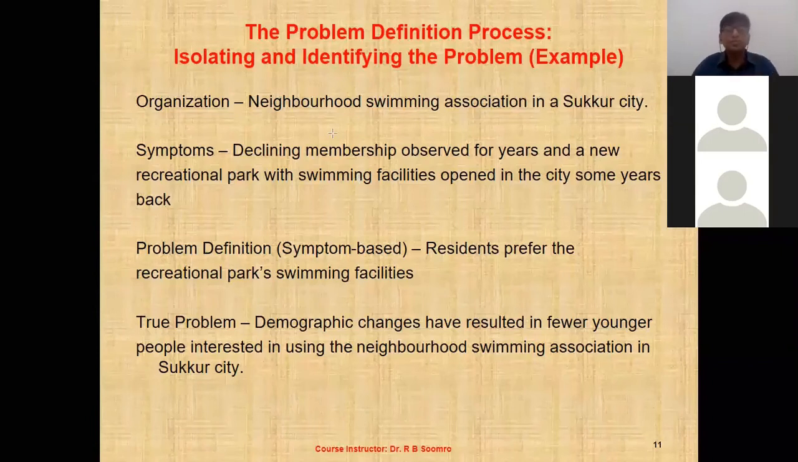So now the problem definition, symptom based. If you define the problem based on the symptom, then what happened is that residents prefer the recreational park swimming facilities. But actually the problem is that demographic changes have resulted in fewer younger people interested in using the neighboring swimming association in Sakhar city. So the actual problem is that the number of young people has decreased. Probably there may be urban migration.